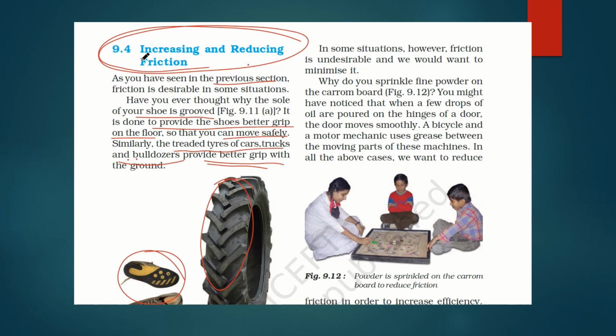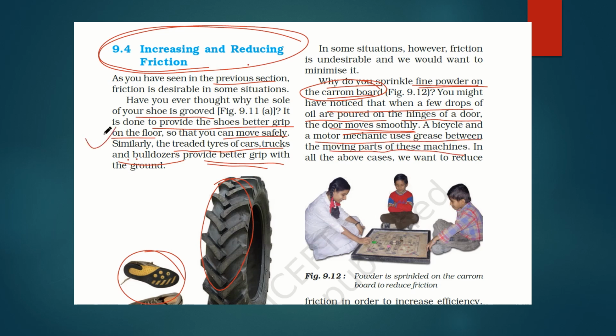So now in certain other cases, we are trying to decrease the friction, like we are sprinkling fine powder on the carom board so that we make it smooth and the friction is reduced, so that playing on the carom board will be smooth and easy. Okay, so you might have noticed that when a few drops of oil are poured on the hinges of the door, it will move smoothly. It will not make sound, and it will not be difficult to move. So a bicycle or a motor mechanic uses grease between the moving parts of these machines as well.